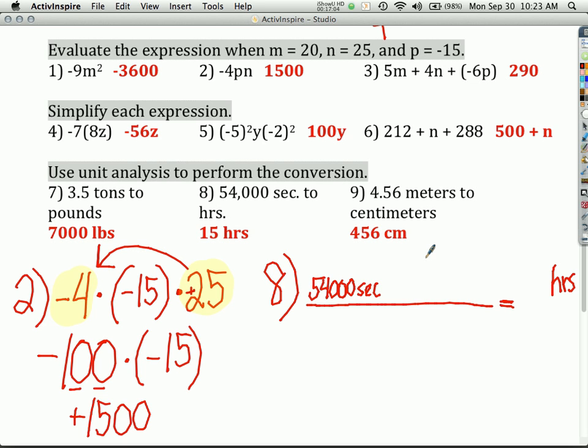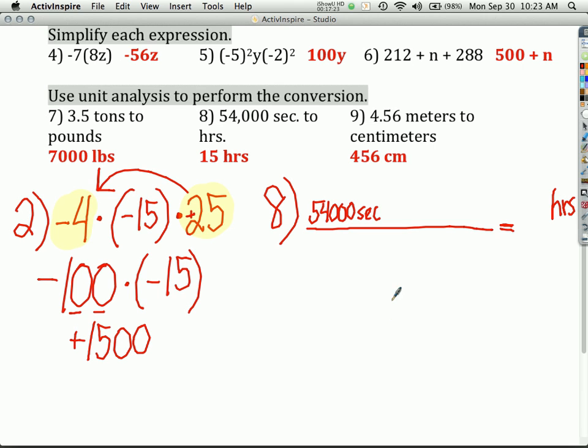There is none. And this is why unit analysis is so important. So China, which one did you find? 1 hour equals 60 minutes. Okay, but what I have is seconds here. Is there one that has seconds in it? 1 minute equals 60 seconds. Good. No, that's good. 1 minute equals 60 seconds. So we have this conversion factor.